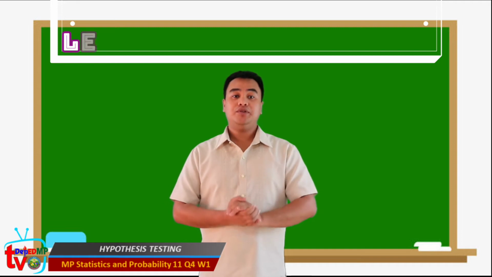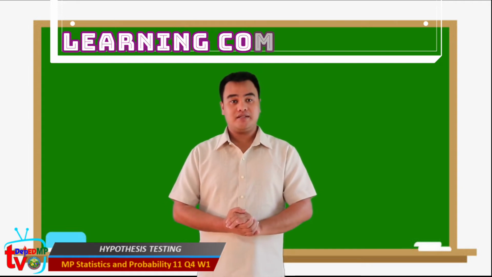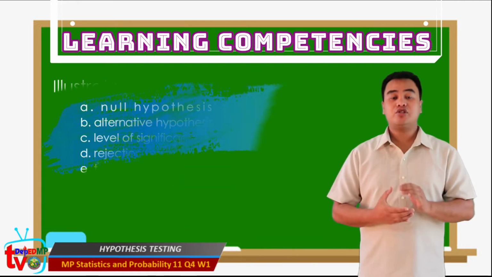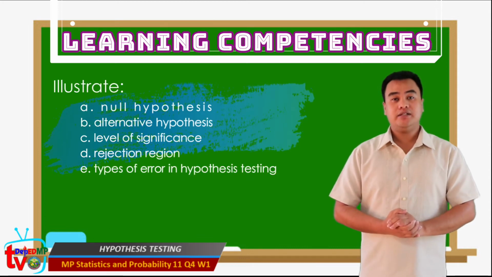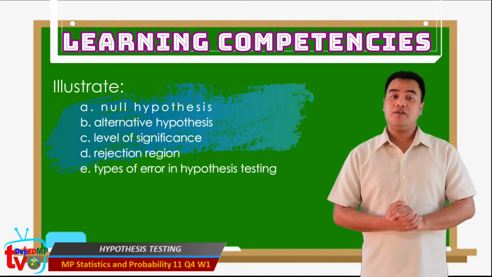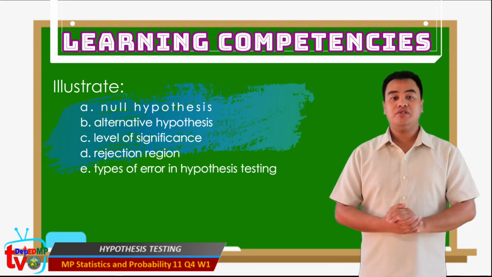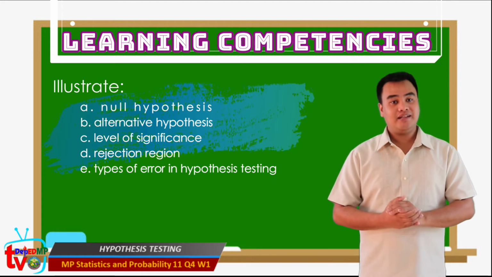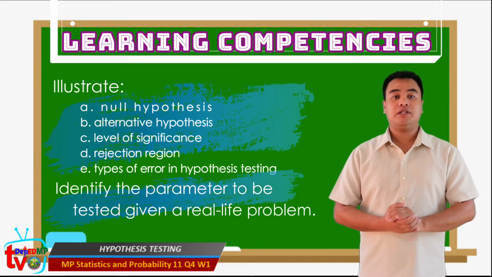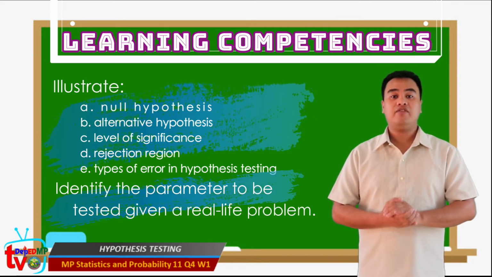This lesson will guide you to acquire the following skills or competencies. First, illustrate null hypothesis, alternative hypothesis, level of significance, rejection region, and types of errors in hypothesis testing, and identify the parameter to be tested given a real-life problem.